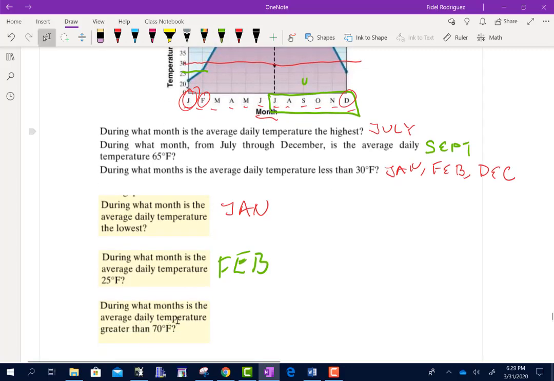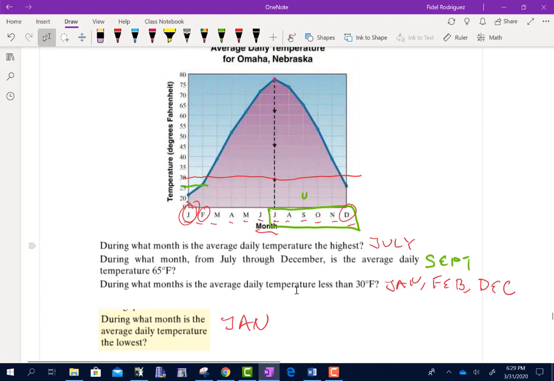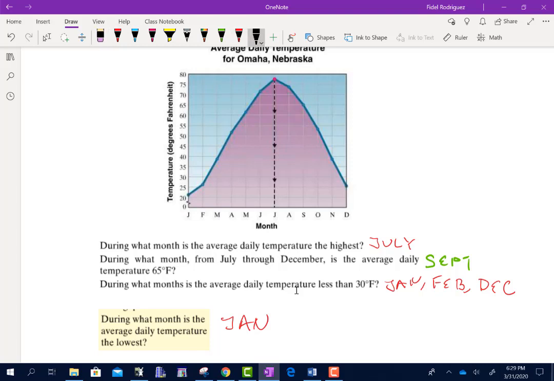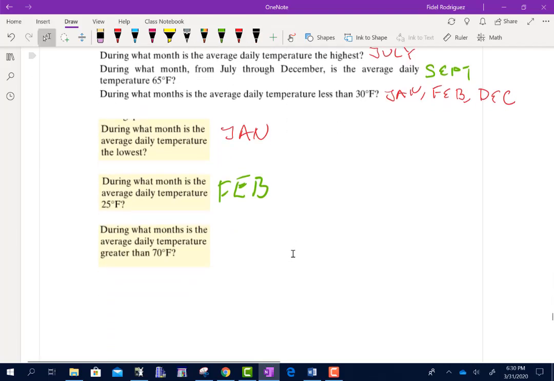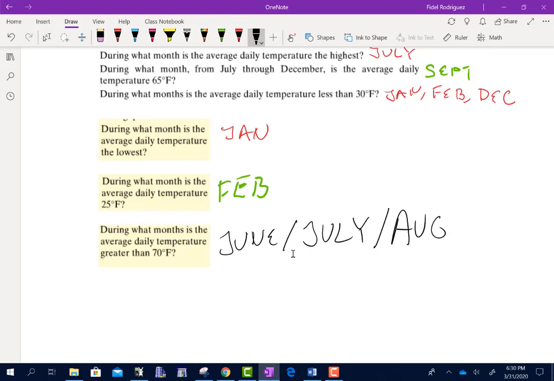During what months is the average daily temperature greater than 70? Okay, so let's think about what greater than 70 really means. So here's my 70, looking at this line right here. I'm looking for the months that are higher than that. So this one here, this one here, this one here. So June, July, and August. So we would say June, July, and August, right?